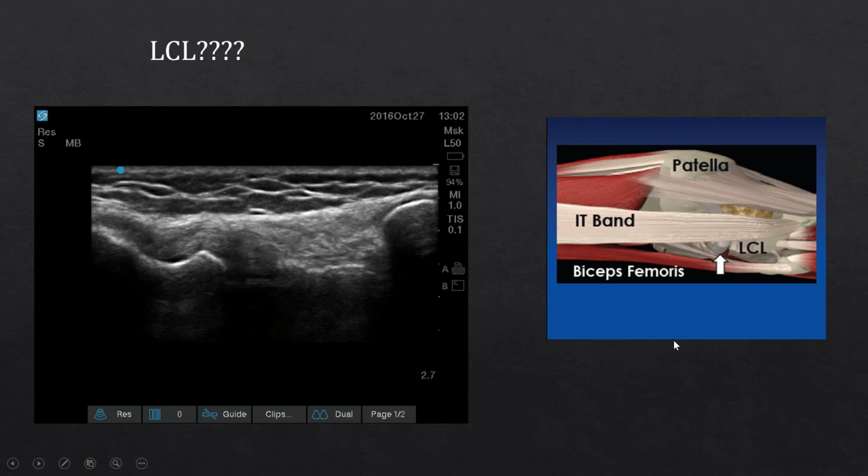And on the right side, you see an anatomy image of the LCL and the lateral aspect of the knee, showing that there are so many structures crossing this area, and they are more or less in the same alignment. They're longitudinal, running long, and so that's why proper positioning and bony landmarks are very important.